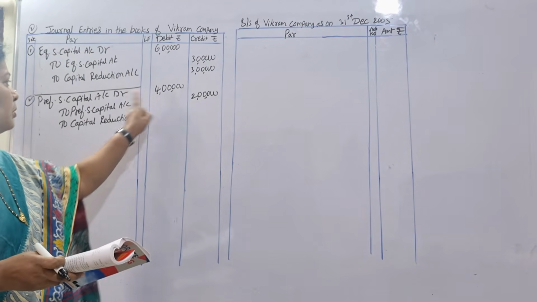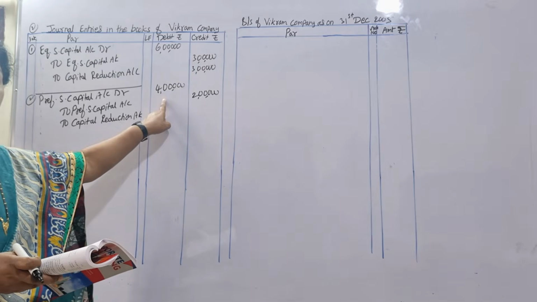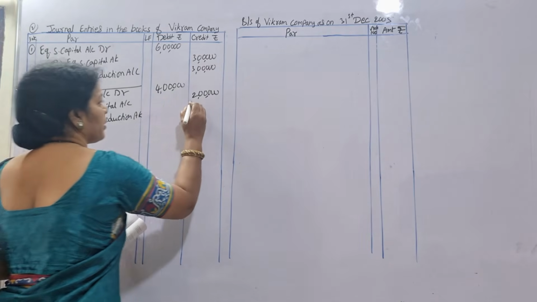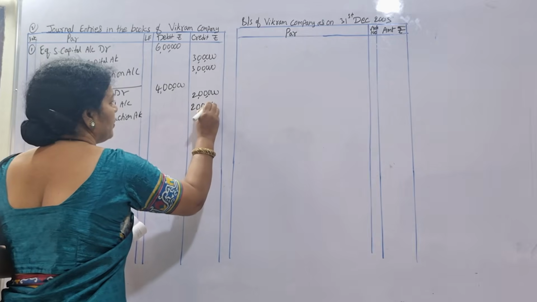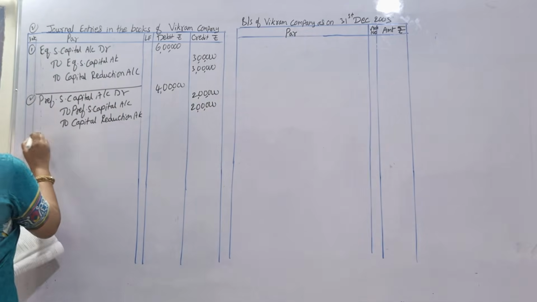Okay. So now capital reduction is how much? 4 lakh minus 2 lakh. It comes to 2 lakh. So this is also over.